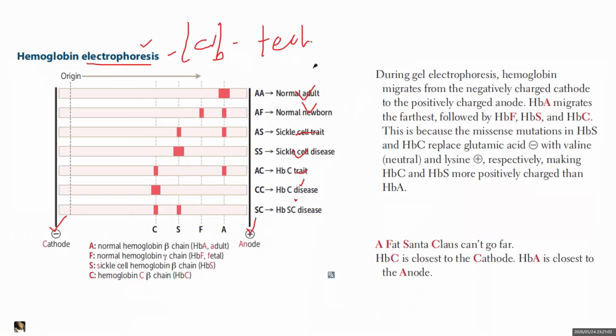I repeat this one: different types of hemoglobin have different charges. So when we place them in the electrical field like this one, all of them do not move the same distance. Some of them move farther, some move less, and some remain closer to the starting point. So you have to remember that hemoglobin electrophoresis separates the hemoglobin types according to the charge, right? Before we look at the pattern, let's understand the overall setup.